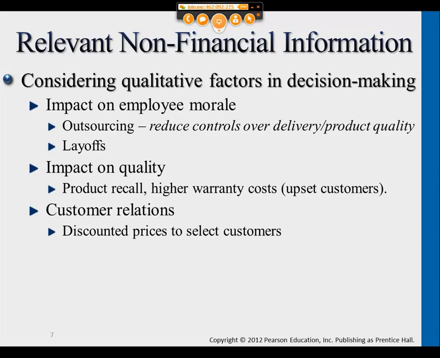If we have higher product recalls or warranty costs, that is our relevant non-financial information that tells us something is wrong with the product. And then customer relations, the last one. Why is customer relations a factor in the decision making?